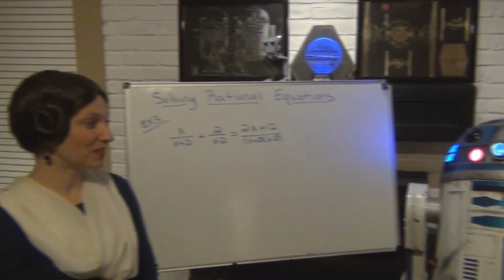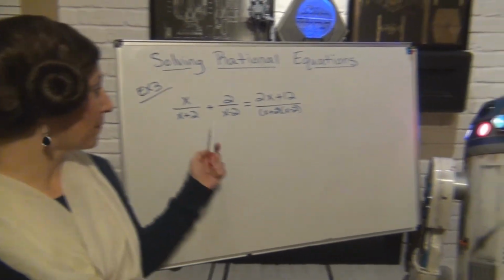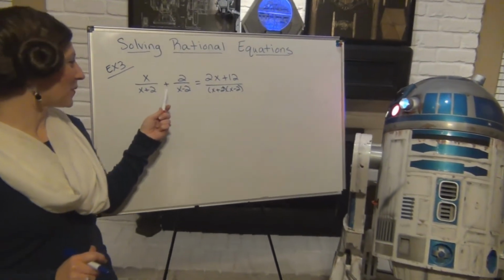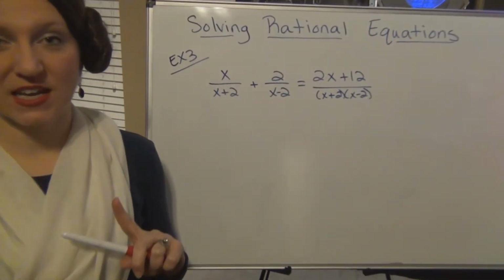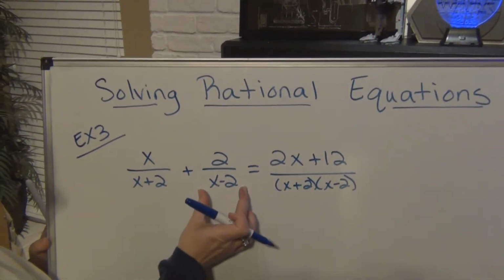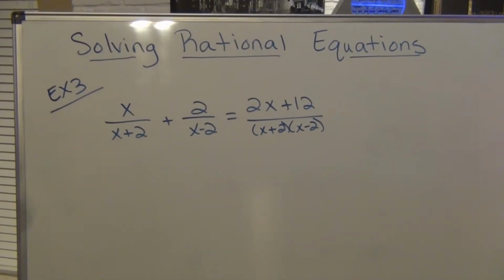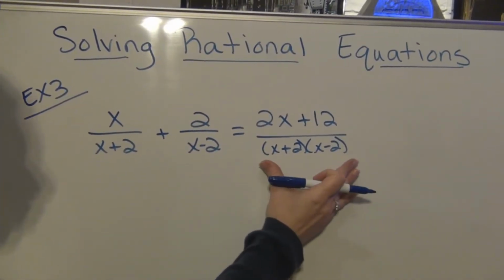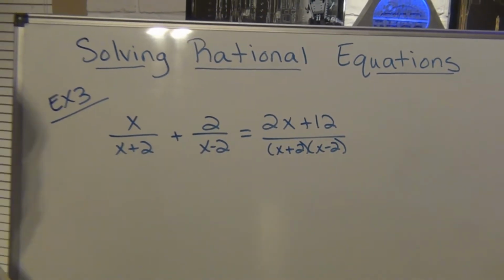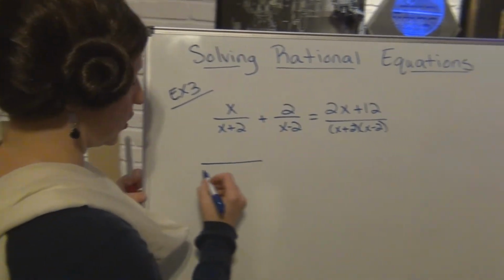All right, R2, this is our last problem for solving rational equations. Remember, when we're adding, we first have to get a common denominator. So when I look at this denominator and this one, I see that they're all very similar. And in fact, if I made them all look like this, then we would have a common denominator across the board. So I'm going to make that my goal.